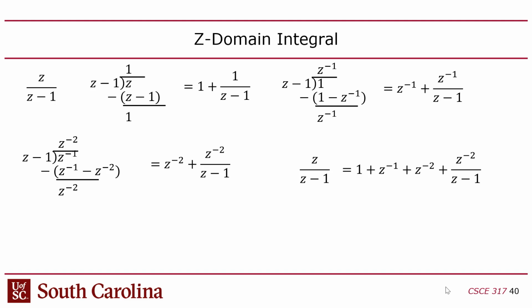It's just z over z minus 1 equals 1 plus z to the negative first plus z to the negative second plus this, which if you divide this out, you're going to get z to the negative third with a remainder of z to the negative fourth, which is z to the negative fourth over z minus 1. If you keep dividing it, you basically just get this infinite sequence.